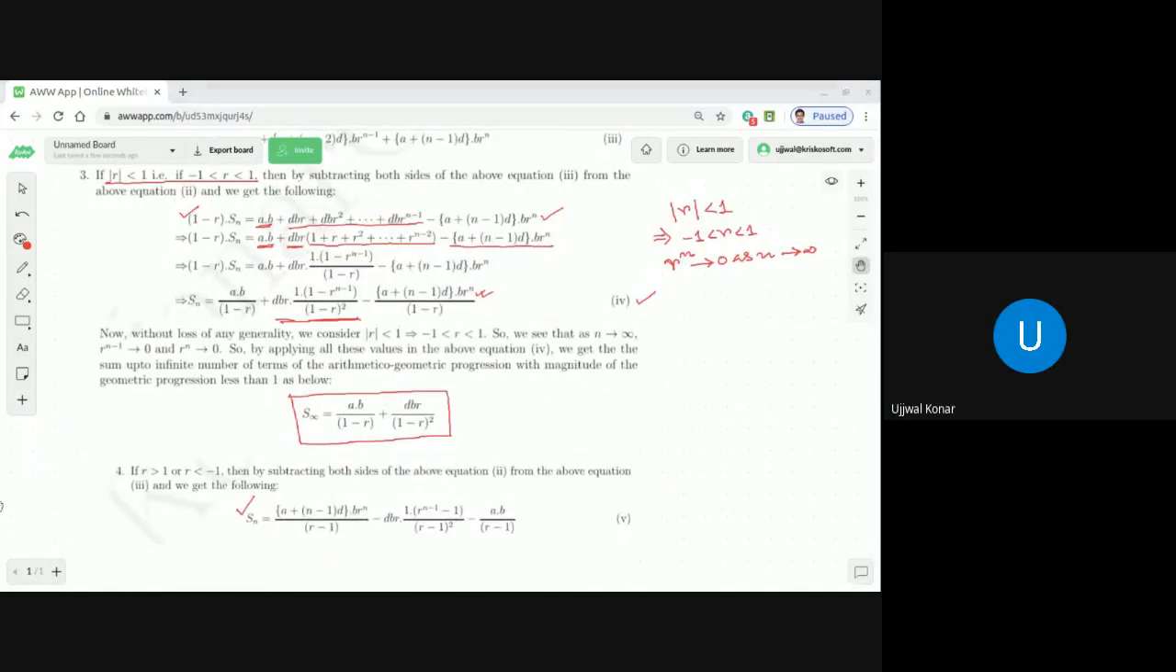Okay, now we will move to the next topic. As I said in the beginning of the class, we will discuss the harmonic progression, and that is the last one in this progression. Later we'll discuss series, which is something different. But today we will discuss the harmonic progression. Okay, dear students.